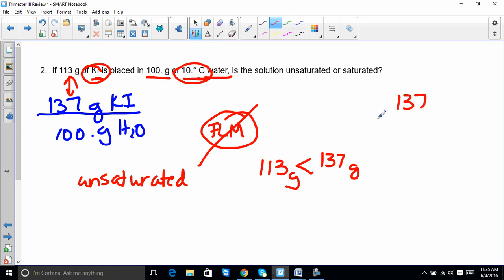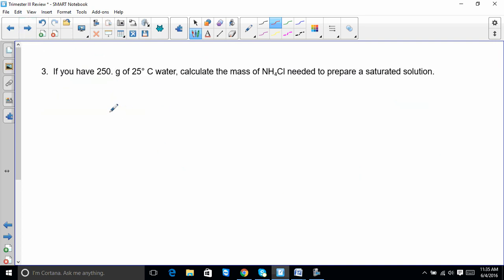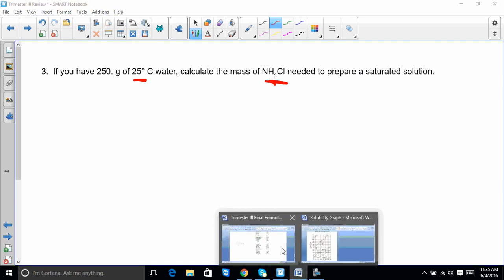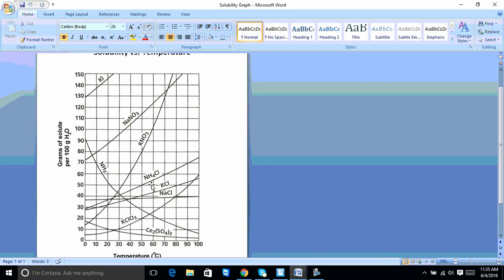They didn't ask this question, but the 100 grams of water could actually hold 24 more grams. But the question is, is it saturated or unsaturated? All right, next question. First thing you do is NH4Cl, 25 degrees. The very first thing you do is you read the graph. So NH4Cl, this curve right here, 25 degrees, so kind of halfway between.